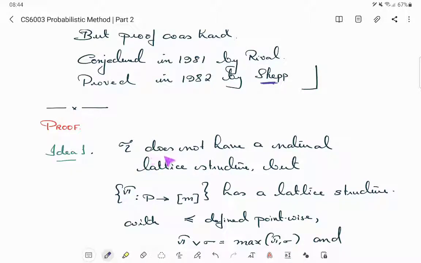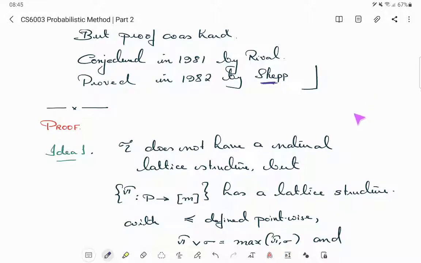So firstly, this idea 1 makes sense only if you know that we are trying to prove it using the FKG inequality. Okay, that's a negative point, but let's see, even if you want to use the FKG inequality, we should model this problem on lattices. But this collection of all linear extensions of the given partial order P does not have a natural lattice structure. Okay, it's very difficult to define a join or a meet operation.